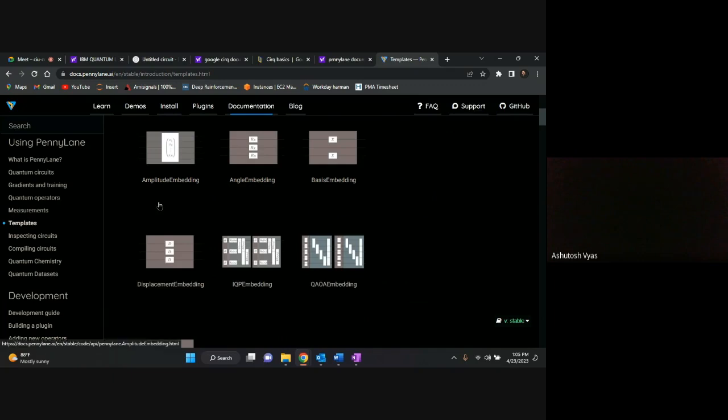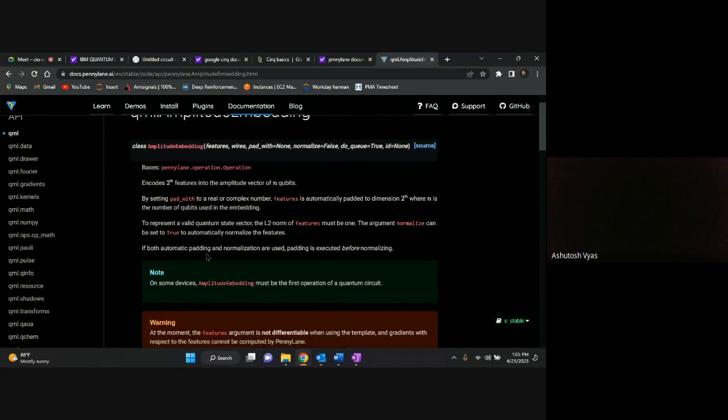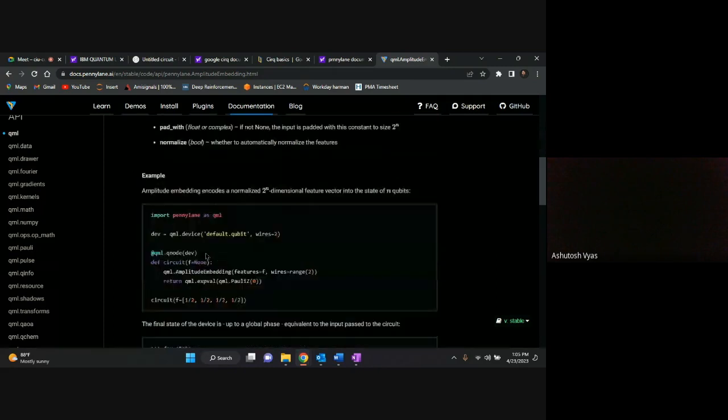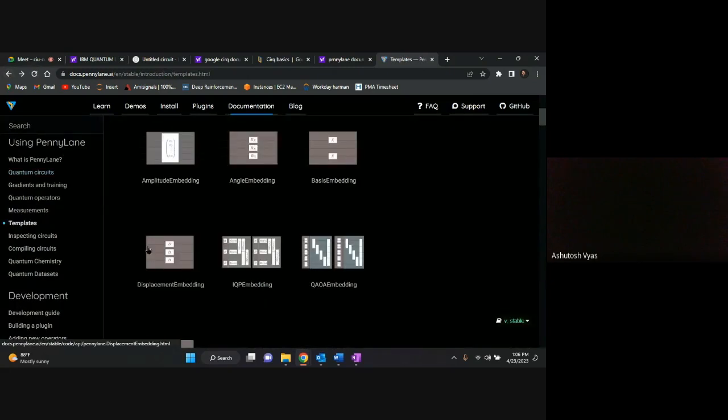Just to give a quick overview of what amplitude embedding would look like, you have these amplitudes, your probability amplitudes, right? So you first normalize every row and you just put it on the qubit with the amplitudes. Basically, you are specifying the matrix with the probability amplitudes. Just as simple as that, right? So that is the most basic version of your embeddings. You can read it through. They have given a very neat documentation, right?